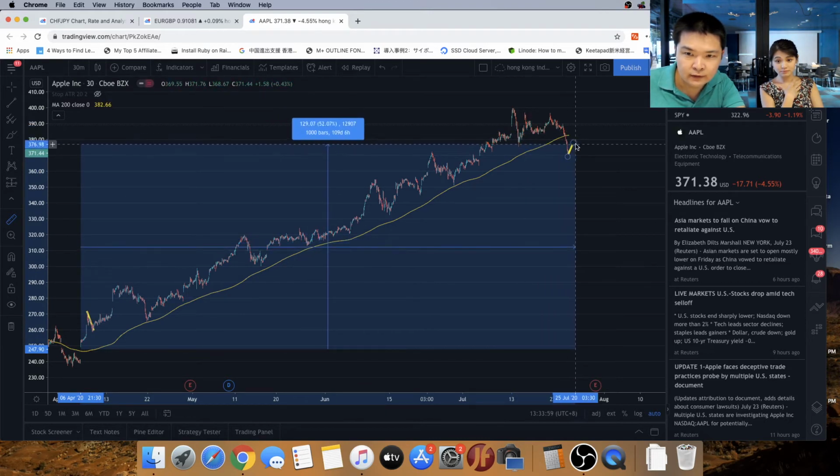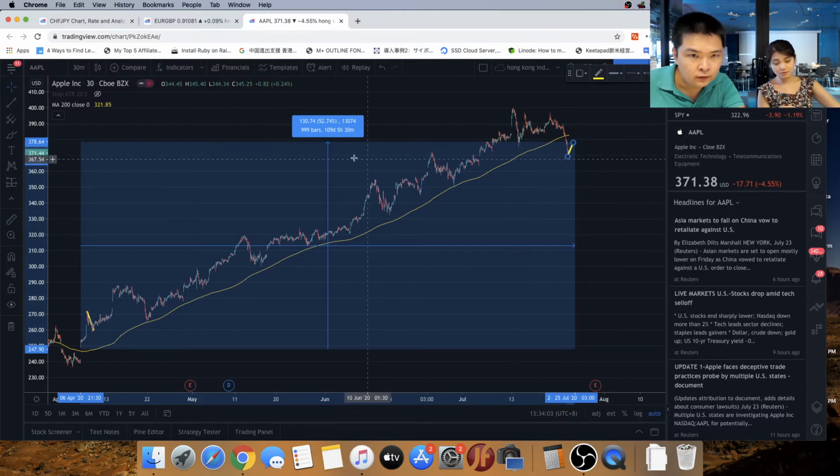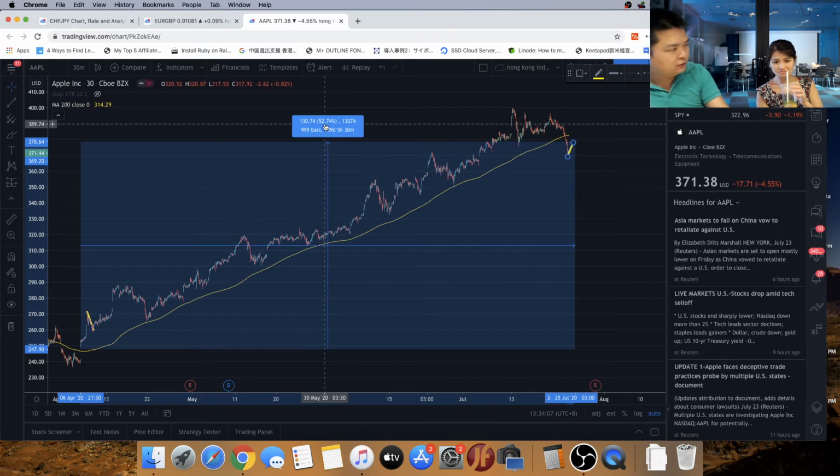So you're going to close here when it bounces back up. You already have 52% profit here. This is a lot. But it's a long wait. It's a 3 months wait.